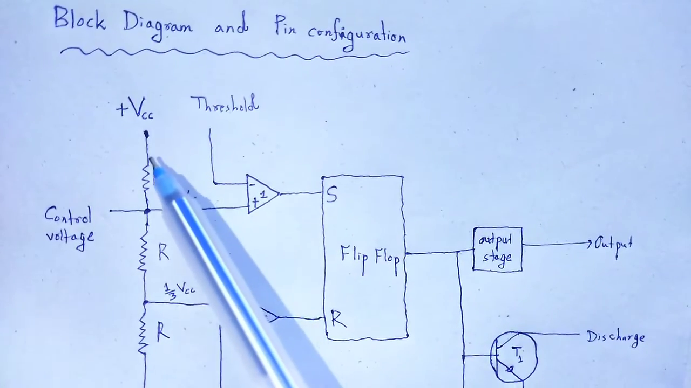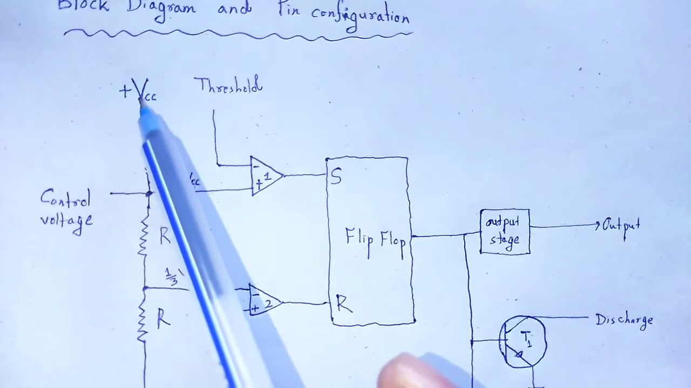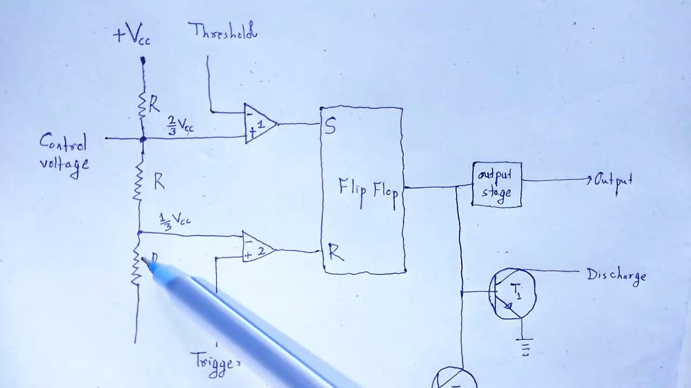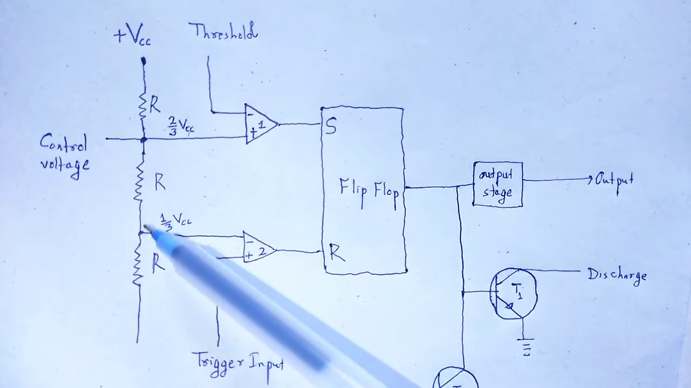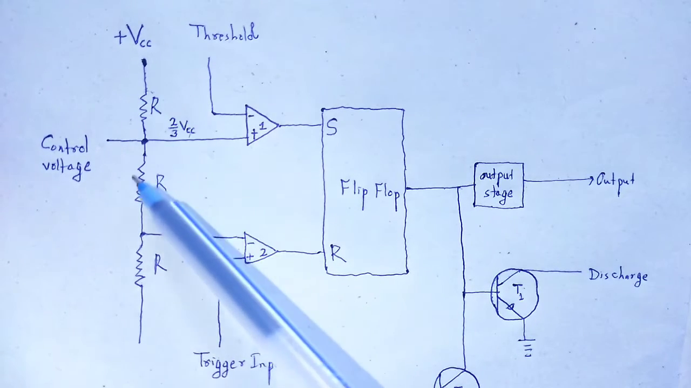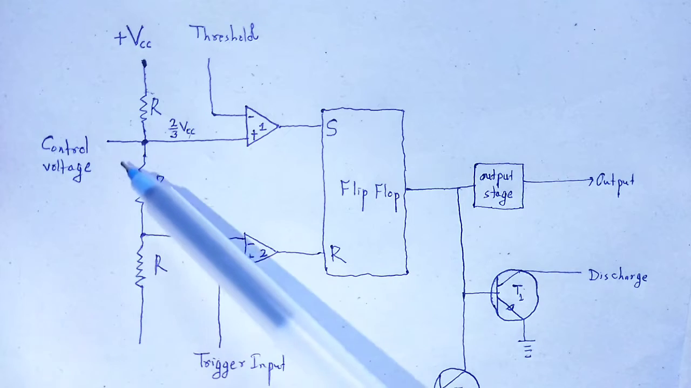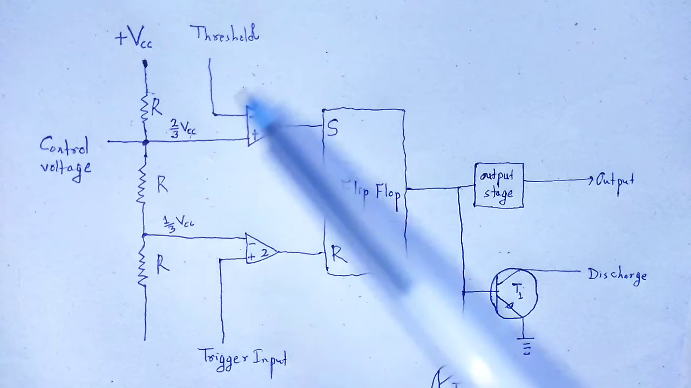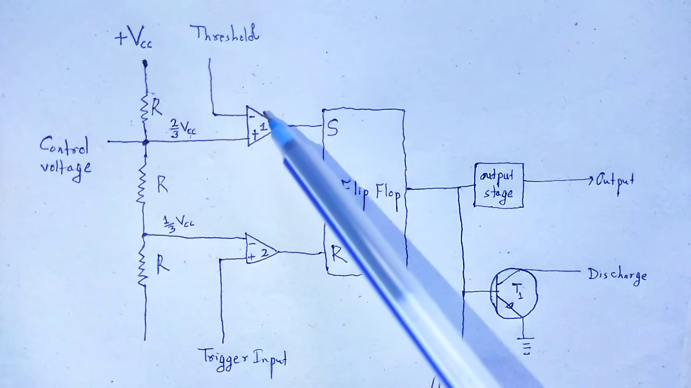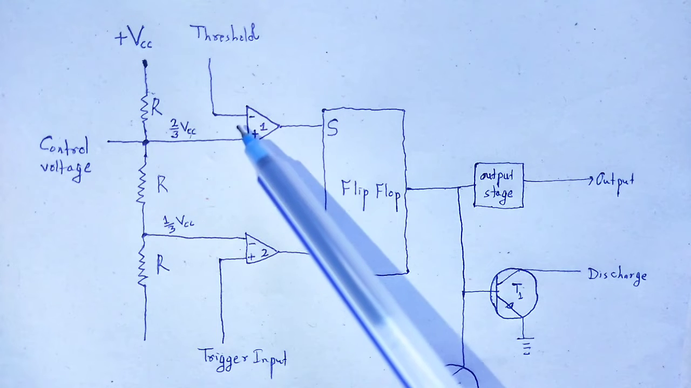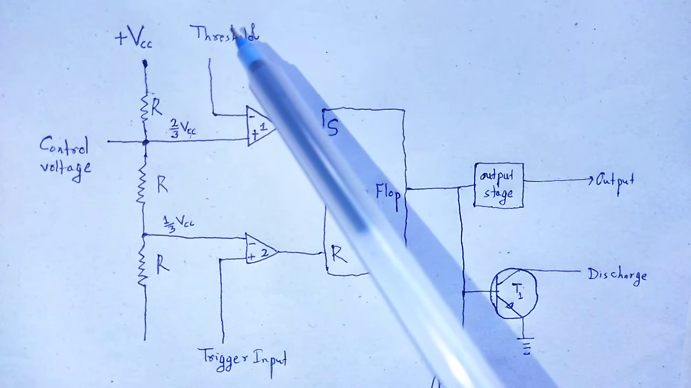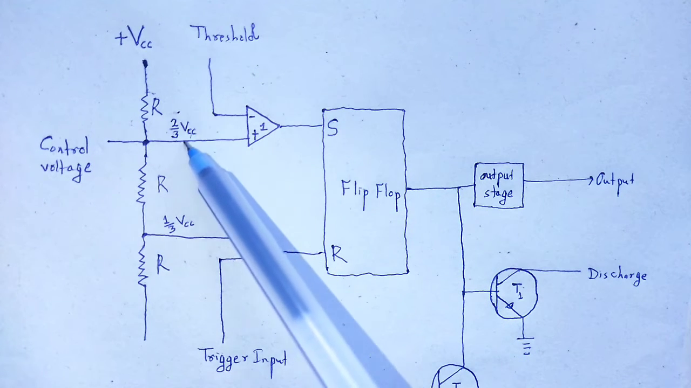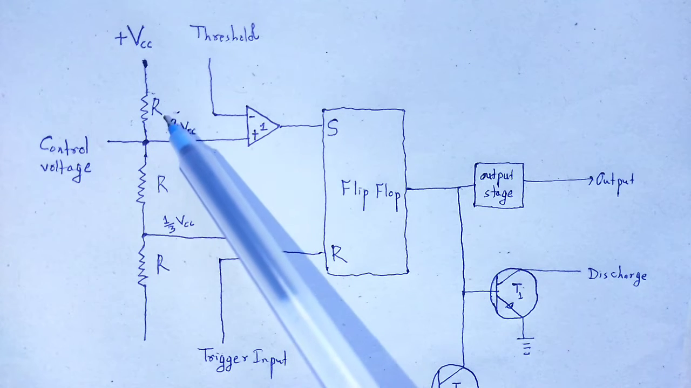Now the 555 timer is provided with a power supply of plus VCC. It is divided by the resistive network. The network of resistors consists of 3 resistors, and it acts as a voltage divider. The first comparator, which we call op-amp 1, compares the threshold voltage with a reference voltage, which is 2/3 of the power supply.